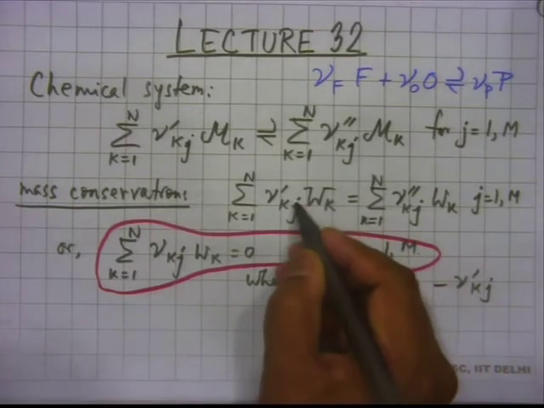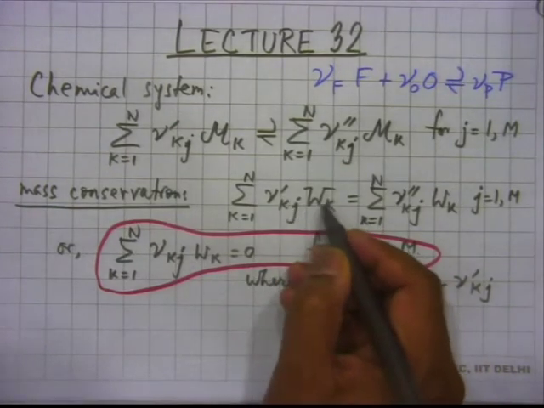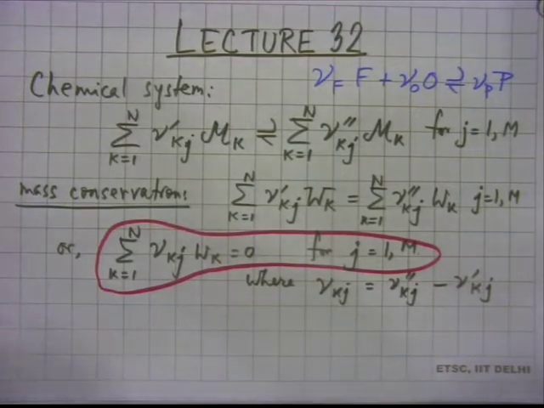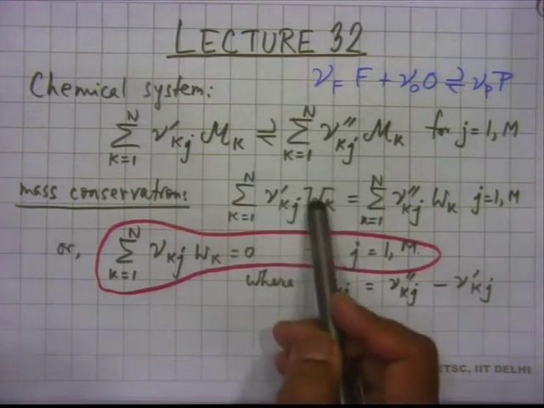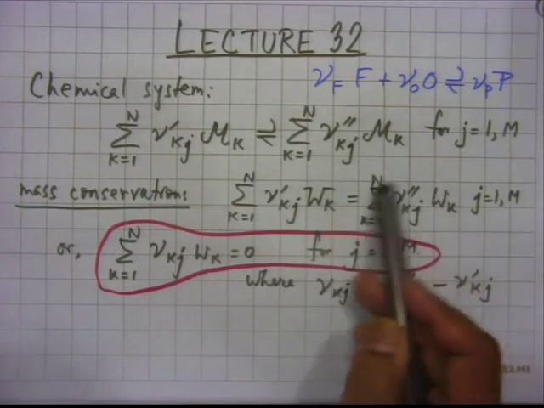So, nu prime kj into Wk is actually the mass of the species, total mass of the species, which are on the left hand side. On the left hand side we write all species, on the right hand side also we write all species. So, this is the mass for the left hand side. Of course, this will be also equal to the mass on the right hand side.